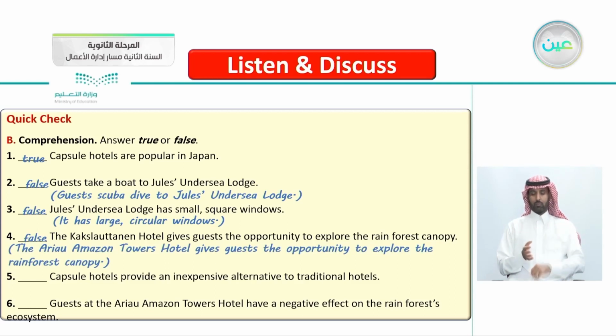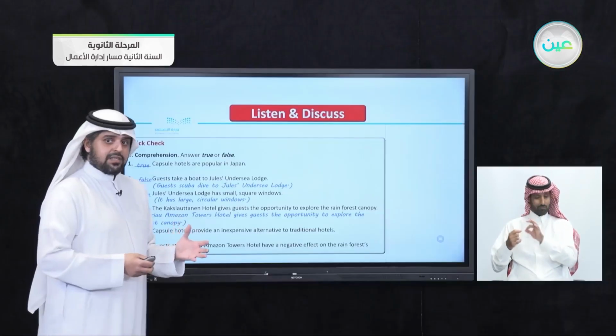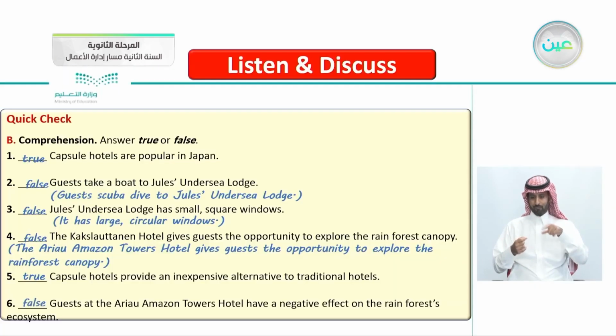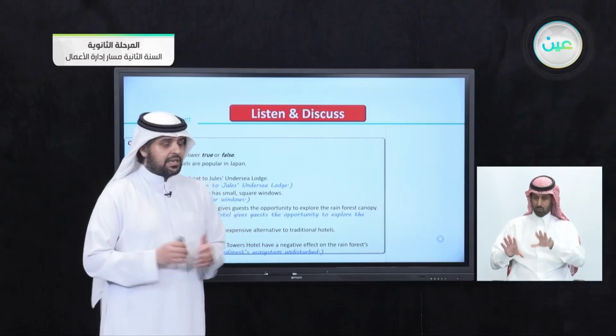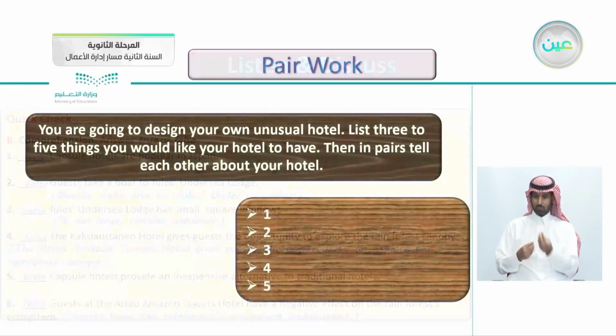Number 5, capsule hotels provide an inexpensive alternative to traditional hotels. Yes, that's correct. So it's true. Number 6, guests at the Ariau Amazon Towers Hotel have a negative effect on the rainforest ecosystem. Do they have a negative effect? Of course not. So it's false. Guests leave the rainforest ecosystem undisturbed. They don't leave any negative effects.